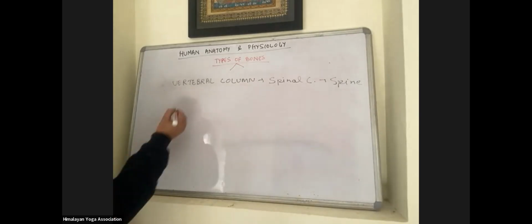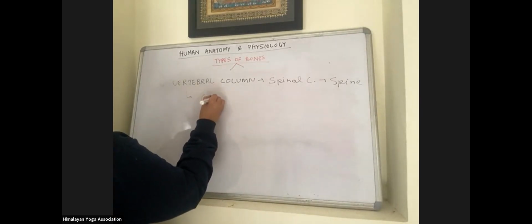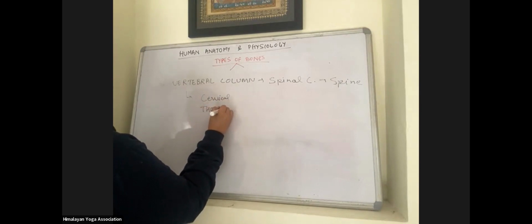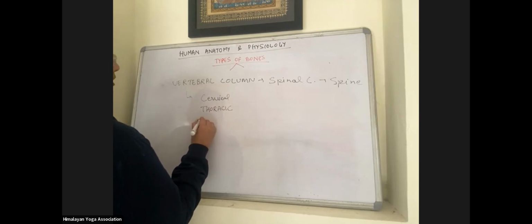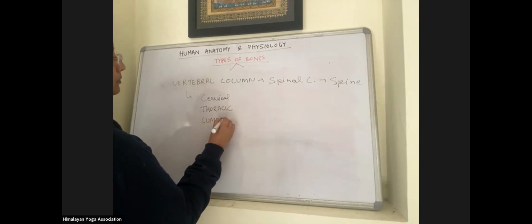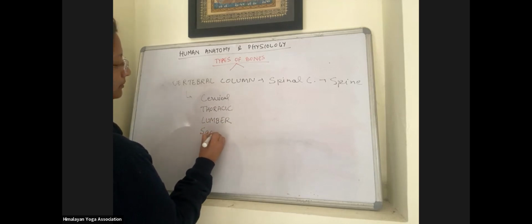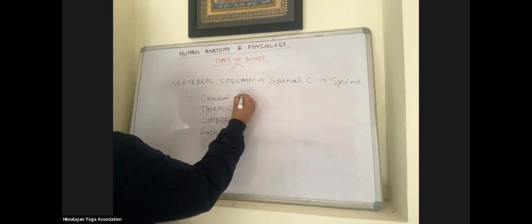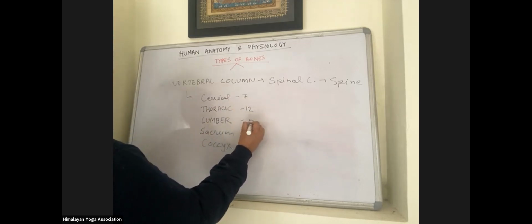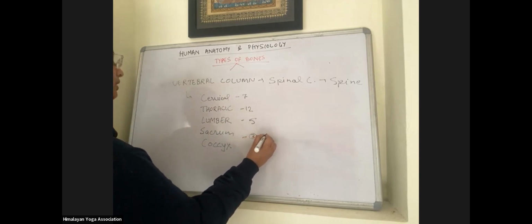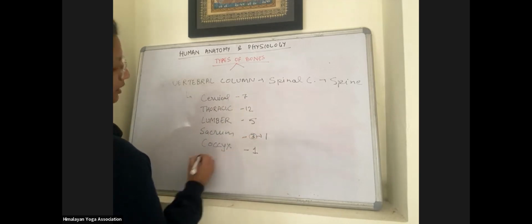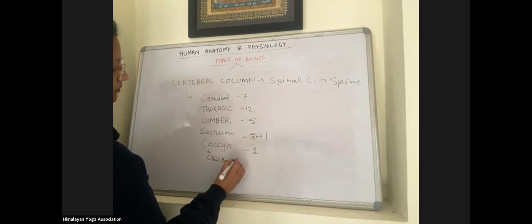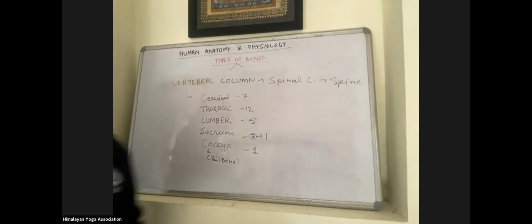Right, so the spinal cord is divided into cervical region, thoracic, then lumbar, then sacrum, and coccyx. This has 7 bones, this has 12, this has 5, this 3 fused into 1, coccyx is 1. This is the tailbone. I'll show you a diagram of it.